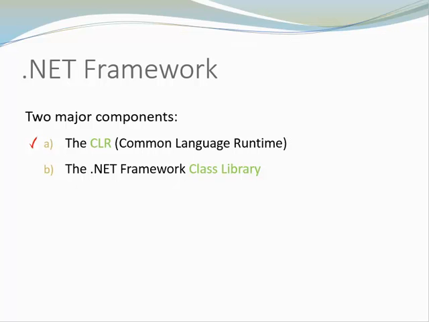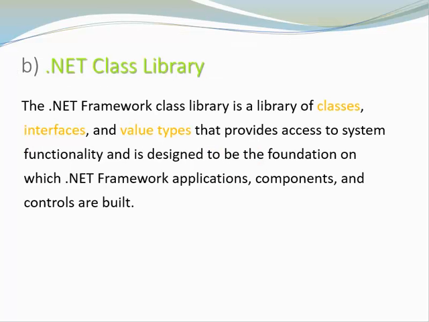Now a brief look at the second fundamental component, which is the class library. It includes classes, interfaces, and value types that provide access to system functionality, and it is designed to be the foundation on which .NET Framework applications, components, and controls are built. All these classes, interfaces, value types, etc. are grouped into namespaces. Here, I'm going to introduce some of these namespaces that are most frequently used.